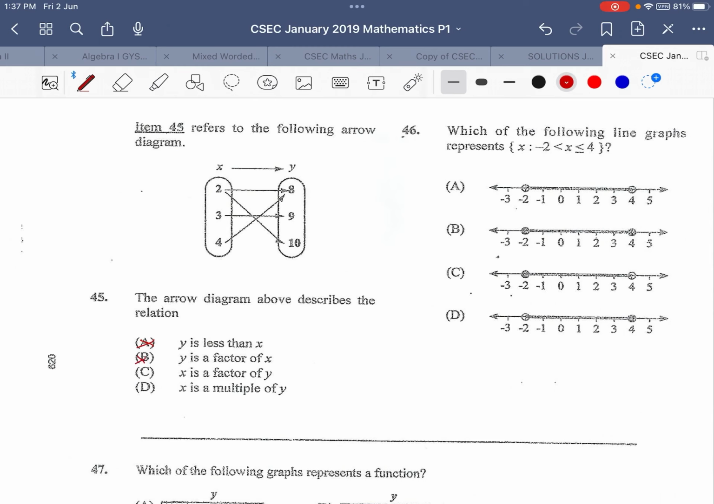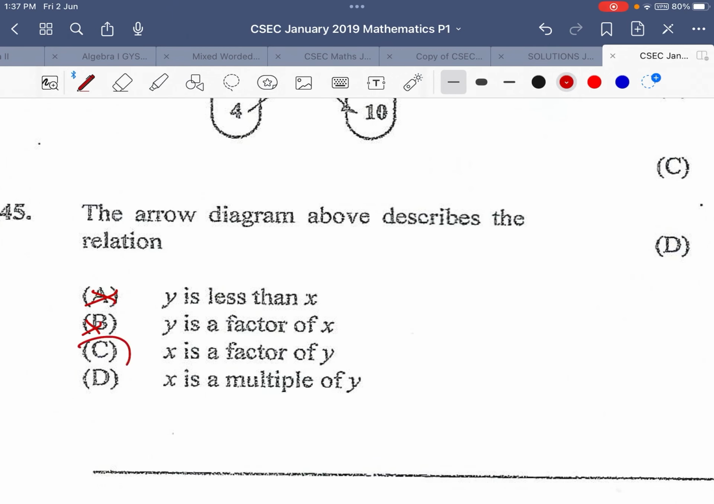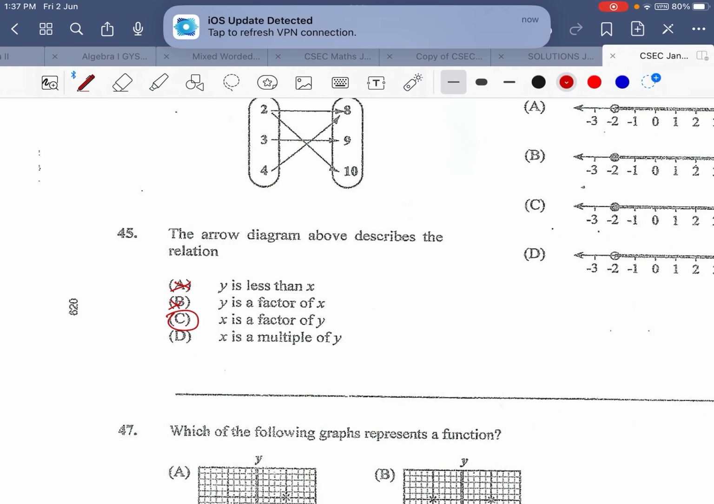x is a factor of y, so let's see, 2 goes to 8 and to 10, that's true. It is a factor of those two numbers. 4 goes to 8, 4 is a factor of 8, that's true. And 3 goes to 9. So it looks like it could be C, but let's check D. D, x is a multiple of y, so again, multiples have to be bigger than or equal to the actual number. So that is not true, and your answer is C.